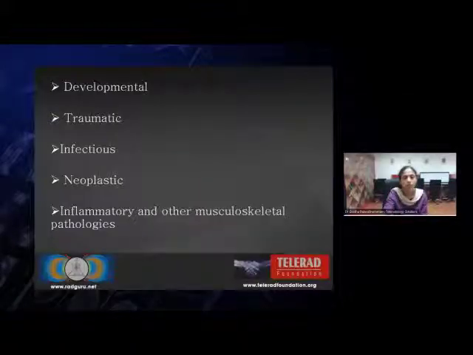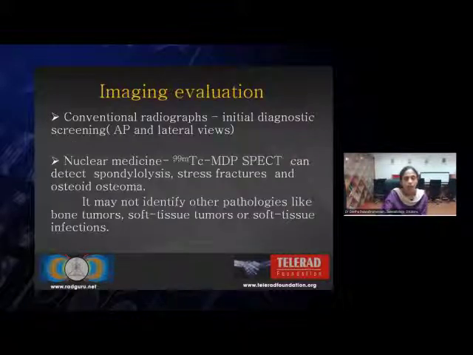Pathologies in the spine can be divided into developmental, traumatic, infectious, neoplastic, and inflammatory and other musculoskeletal pathologies. We'll be covering trauma and infection today. Regarding the imaging evaluation, conventional radiographs are the initial diagnostic screening.